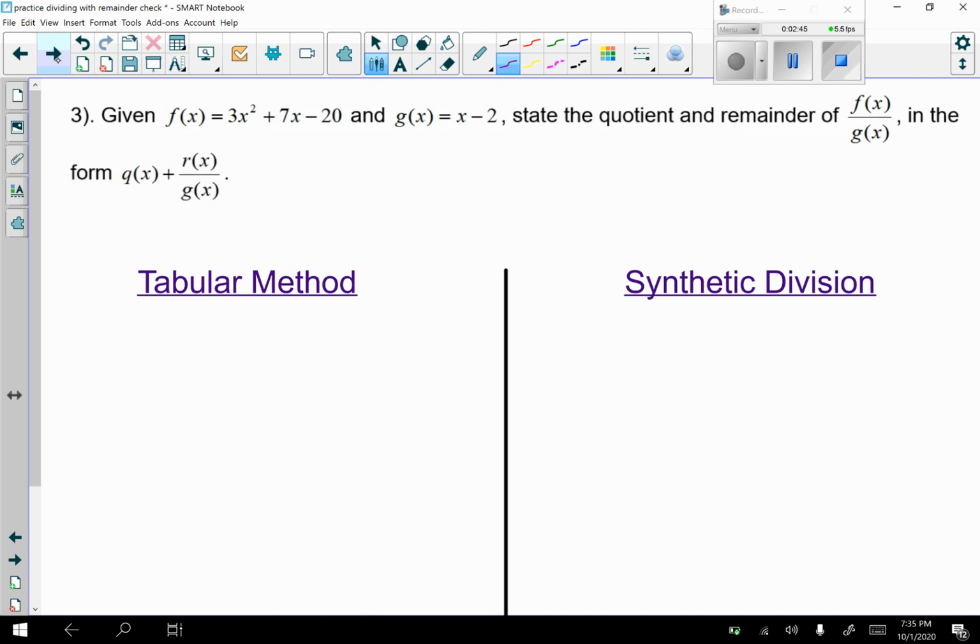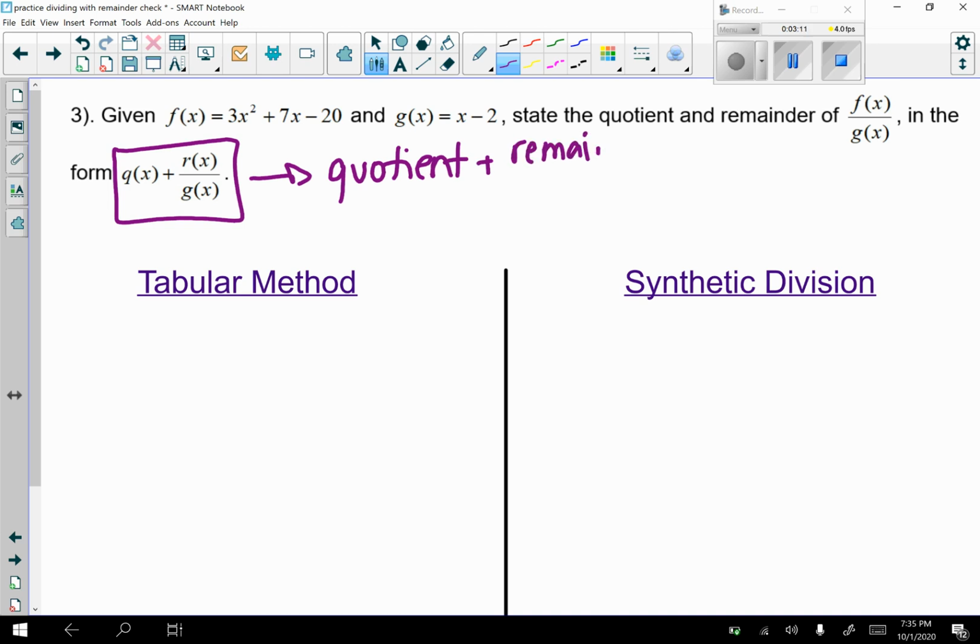Given f of x equals 3x squared plus 7x minus 20 and g of x equals x minus 2, state the quotient and the remainder of f of x divided by g of x in the form q of x plus r of x over g of x. So remember, all this is saying is it wants the quotient plus the remainder over the divisor.